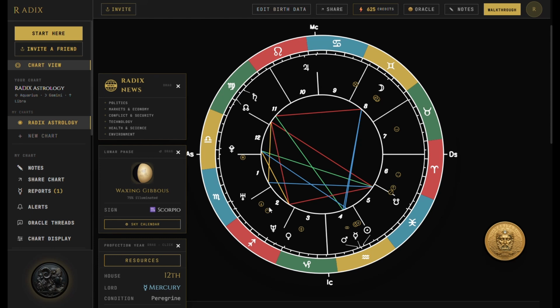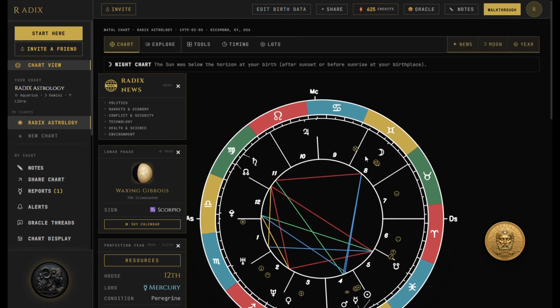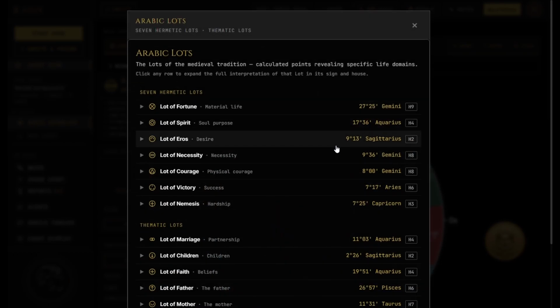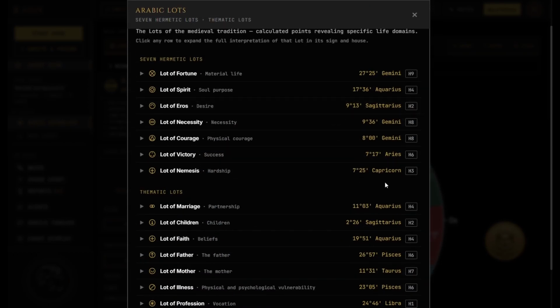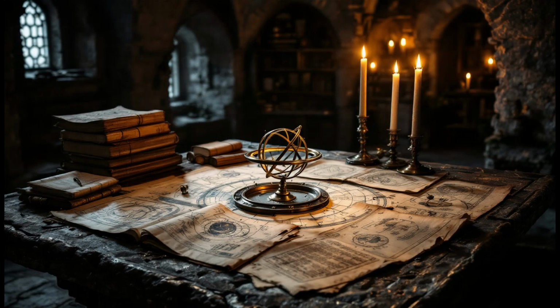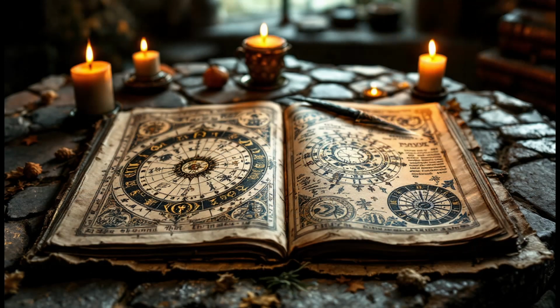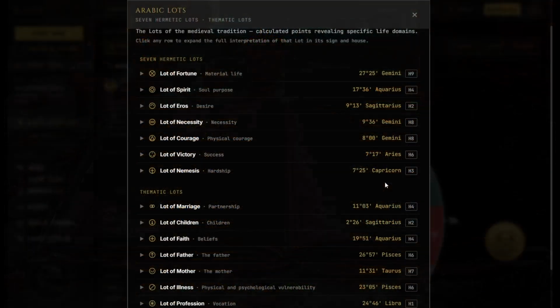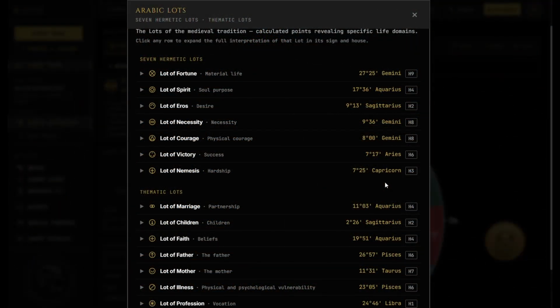These are the Hermetic Lots, also known as the Arabic parts. Most modern astrology apps don't calculate them. Most astrologers trained in contemporary technique have never worked with them in any serious depth, and yet they appear in charts going back to Hellenistic antiquity, over 2,000 years ago, were central to medieval Arabic astrology and were considered by Guido Bonatti to be indispensable for accurate prediction. RADIX calculates all 14 of them. No other consumer astrology app does this.